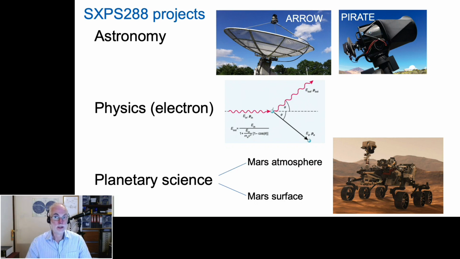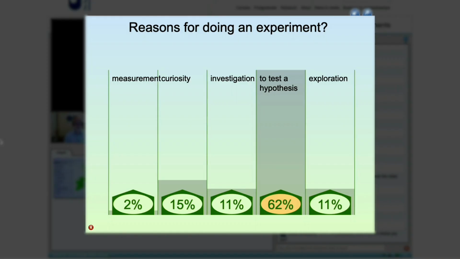But let's take a moment to nip back and have a look at the next widget, which is the vote on reasons for doing an experiment. And I see we've got a number of votes coming in. So if you haven't voted yet, do just click on one of those. And that's great to see some votes coming in. So we've got some different categories here. And of course, all of these are great reasons for doing an experiment.